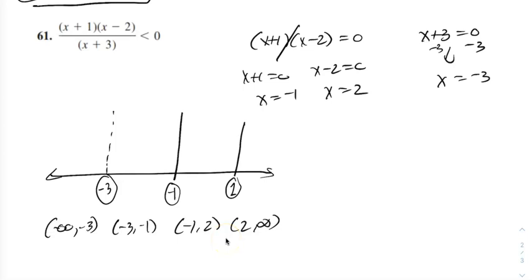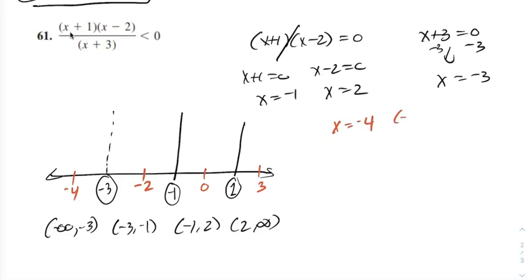Now we can pick test points. Remember, when you pick a test point, you're just picking something that's in this little range here. Something like between -3 and -1, so -2. Something less than -3, something like -4. Something in this range, 0 is a good option, and then something over here like 3. And all we're going to do with these test points is plug in and see if we get a plus or minus.